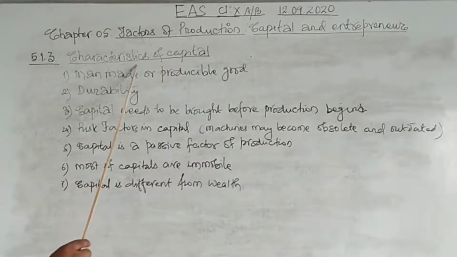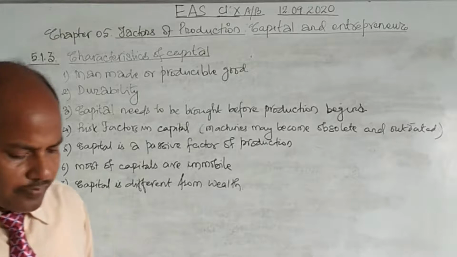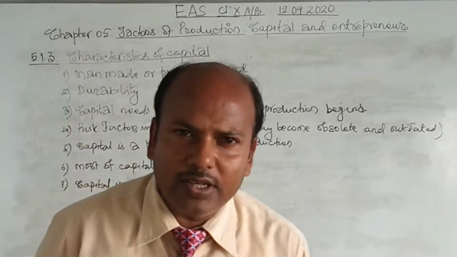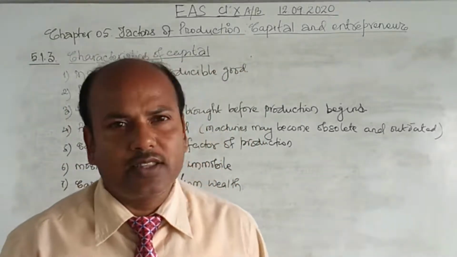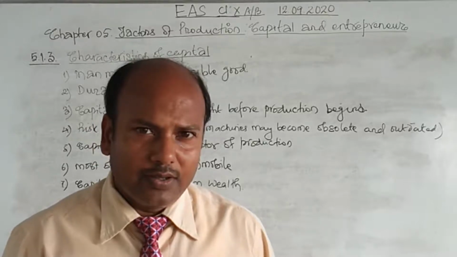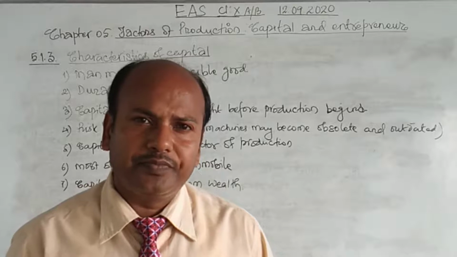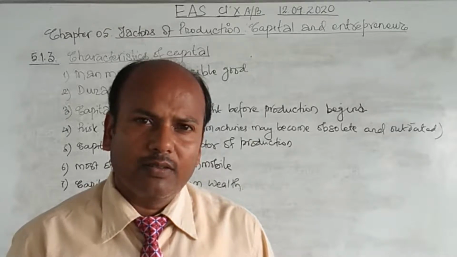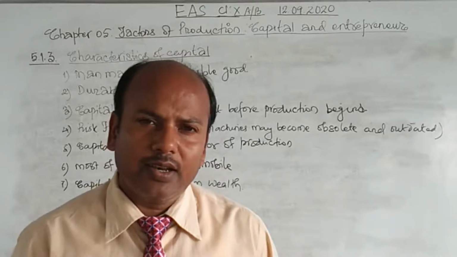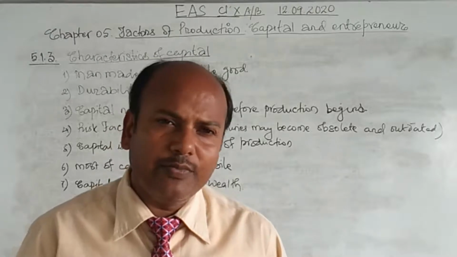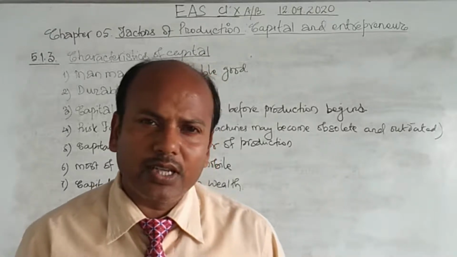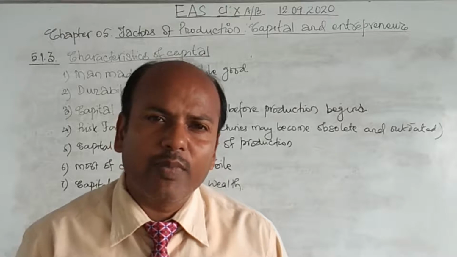The first characteristic of capital is that capital is a man-made or producible good. Man-made. There are so many things that exist free of nature here on the earth, but those are not capital. Capital must be man-made. Sunlight, air, these things are very important for our survival, but these are not capital, because these are not man-made.